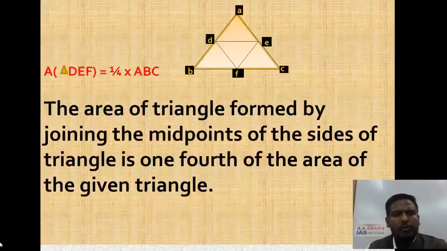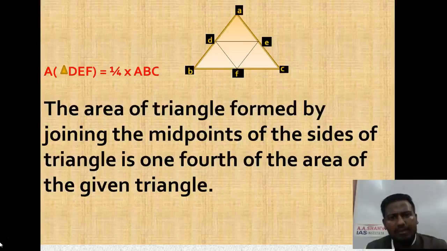Okay, so you can see on the figure right now that ABC is the bigger triangle in which a smaller triangle DEF is inscribed, and this triangle DEF is formed by joining the midpoints of each and every side. Like D is the midpoint of AB, E is the midpoint of AC, and F is the midpoint of BC. Now, the triangle which is formed inside the bigger triangle has an area which is equal to 1/4 of the complete triangle ABC.